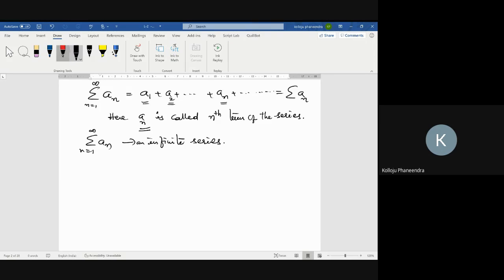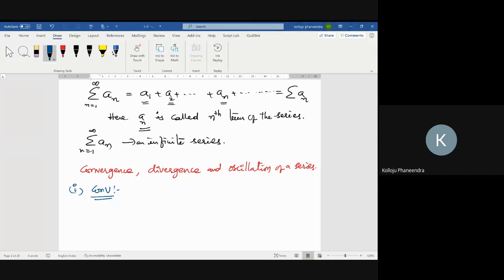First one, let me write directly: convergence, divergence, and oscillation of a series. Okay, first one, convergent.